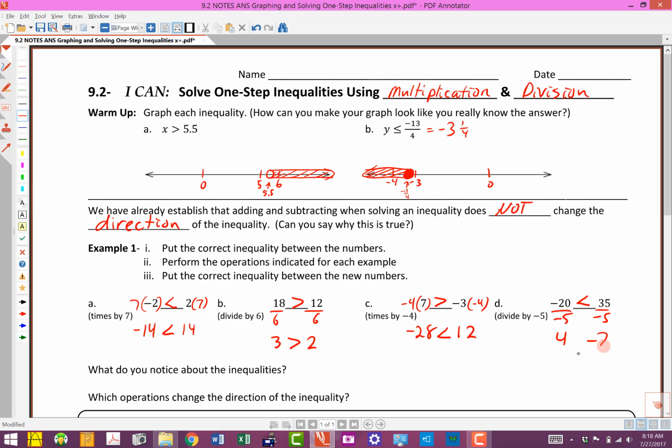And then this one is the bigger one. Okay, what do we notice about the inequalities? Well, on this one it stayed a less than, on this one it stayed a greater than, on this one it switched from a greater than to a less than, and on this one it switched from a less than to a greater than. So we're going to write which ones switched direction, and which operation switched direction.